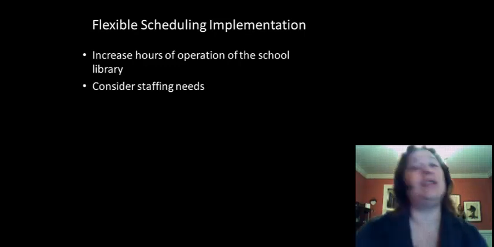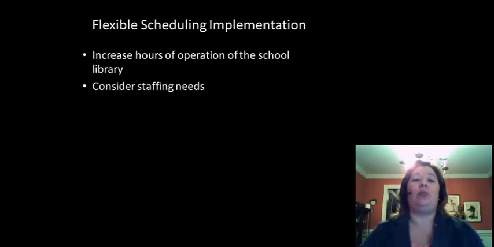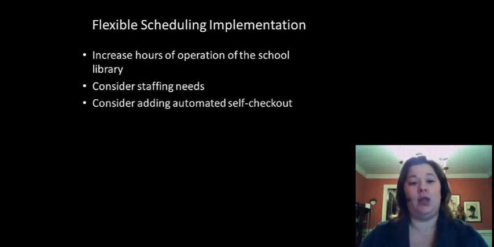We'll have to consider staffing needs. With the school librarian being available to teachers and available to classes, it may be necessary for a full-time clerk to handle the day-to-day operations, the cataloging, the receiving of orders, things on that line. We should consider adding an automated self-checkout. This way students can check their own materials in and out of the library, and it frees the librarian up to do other things.